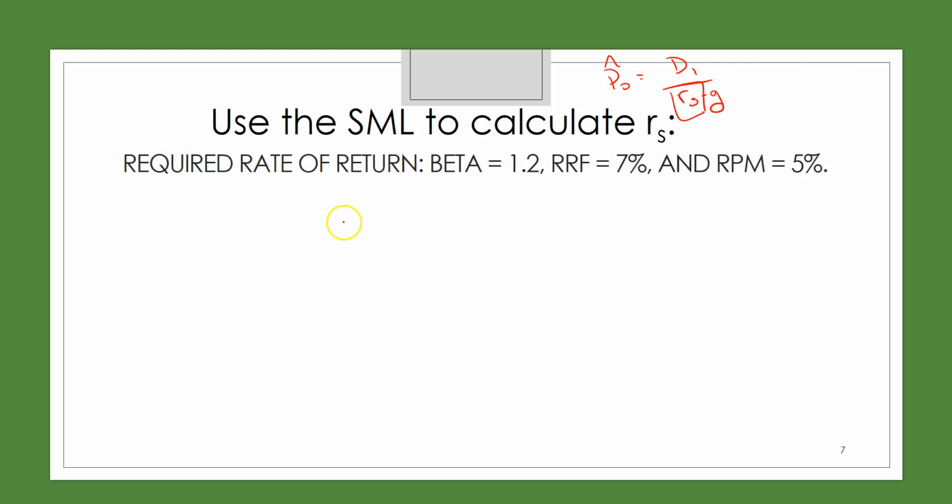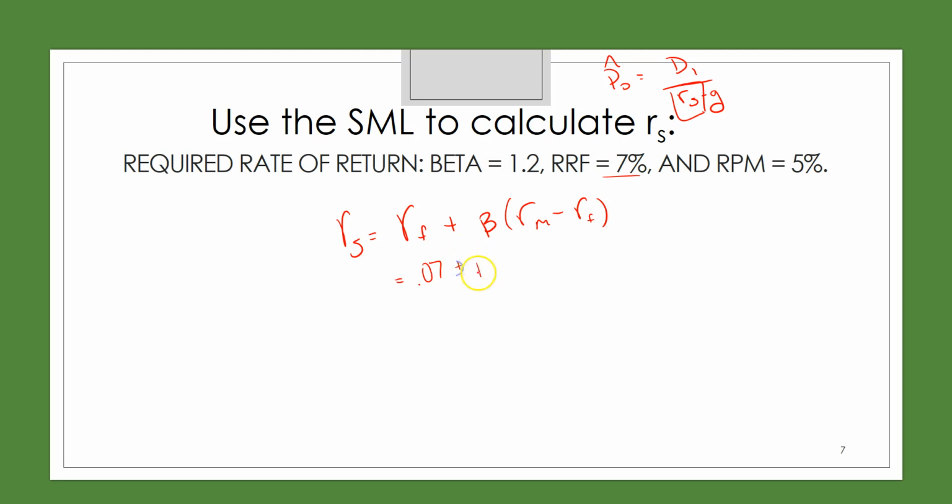And remember, the security market line says that the required rate of return is equal to the risk-free rate plus beta times the market return minus the risk-free rate. So let's go ahead and calculate this required rate of return. The risk-free rate here given to us is 7%. Now, if this wasn't given to you and you were trying to find the risk-free rate of return, you could use the yield on Treasury securities.